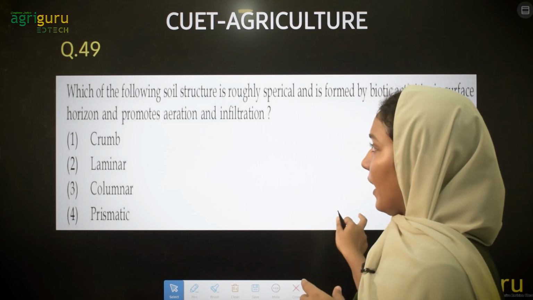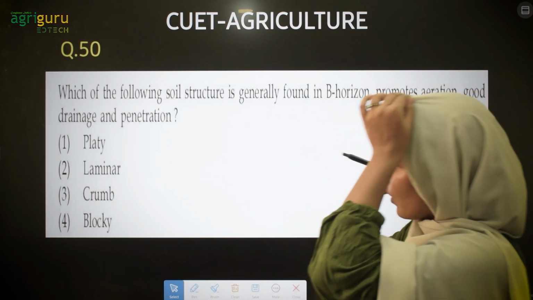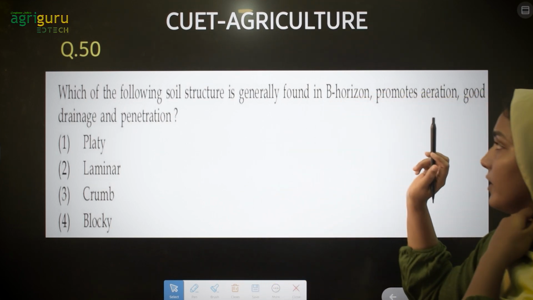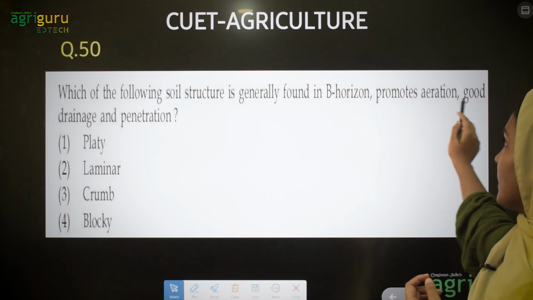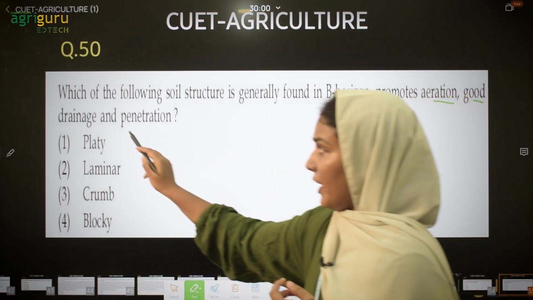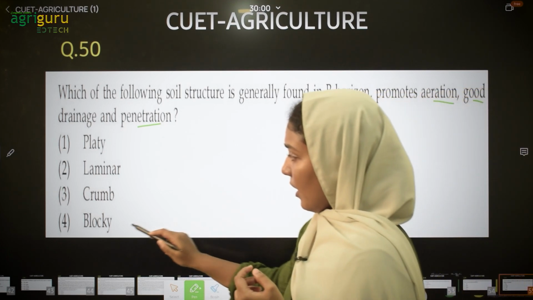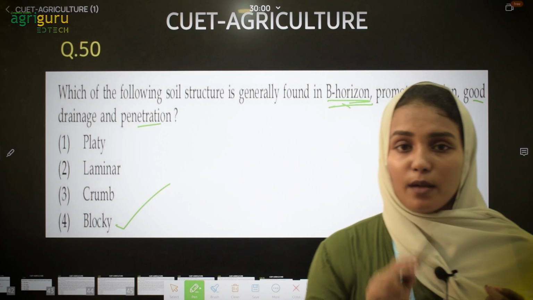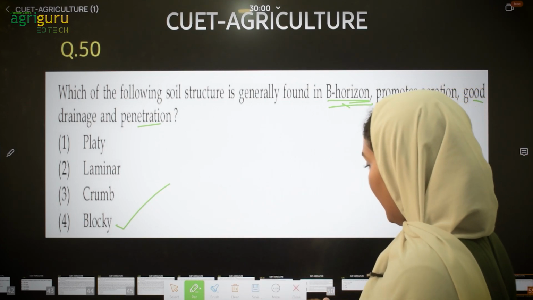Then the last and final question. Which of the following soil structures is generally found in the B horizon and promotes aeration, good drainage and penetration? In the B horizon, it is given as blocky. Blocky soil structure is present in the B horizon. This is the last and final question.